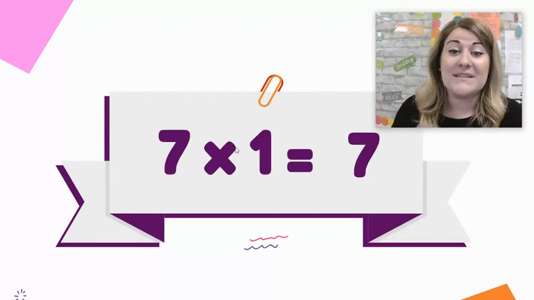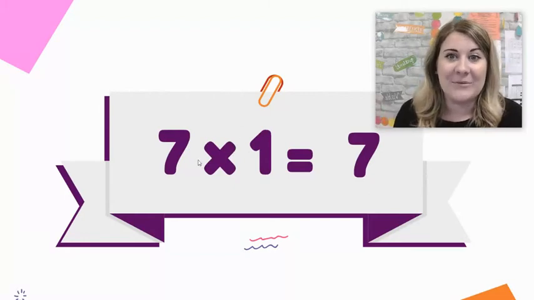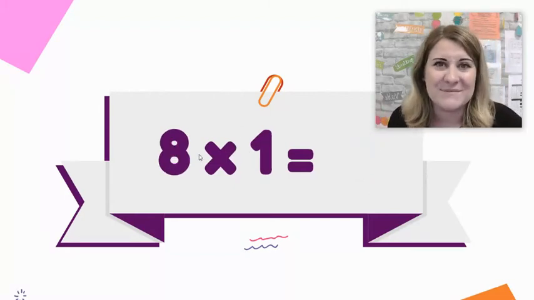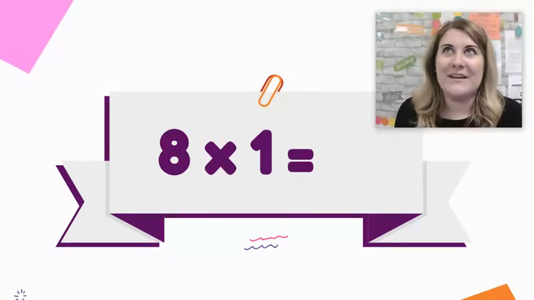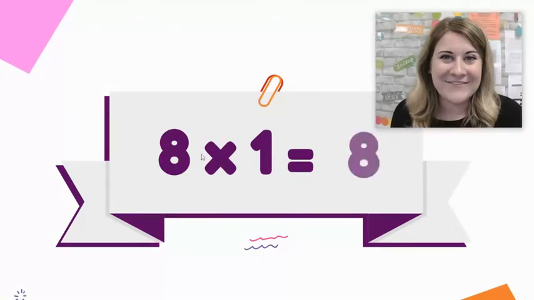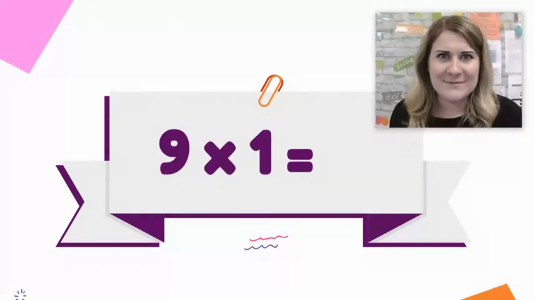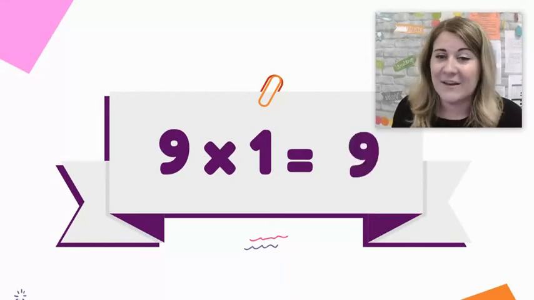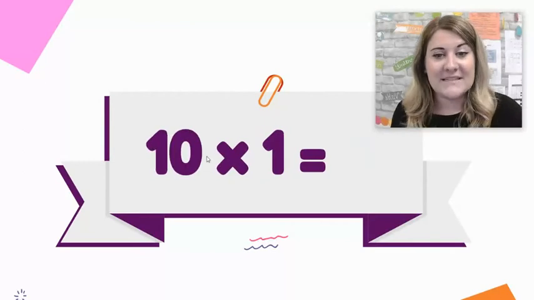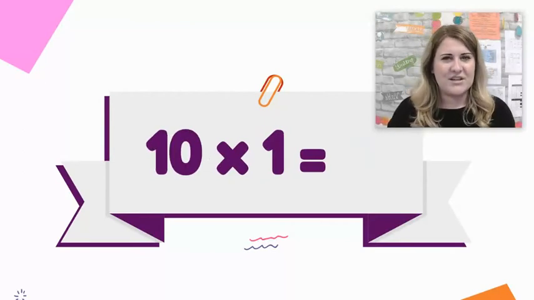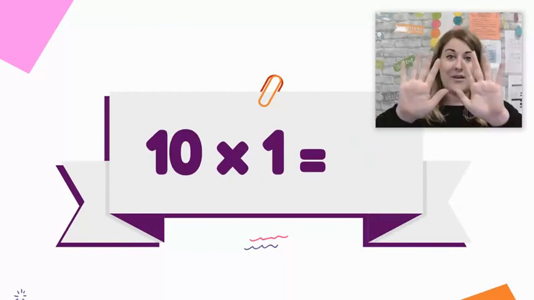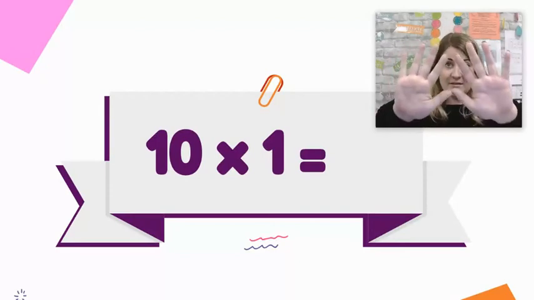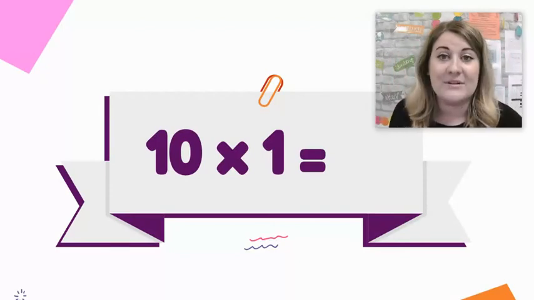Okay, remember it equals itself. Anything times 1 equals itself. What about 8 times 1? 8 times 1 would equal 8. Very good. What about 9 times 1? Well, 9 times 1 would just be 9. 9 one time is 9. What about the number 10? Ooh, double digit. Does that change anything? Nope. If I have the number 10 one time, I have how many? 10. Okay, we have the number 10 one time.